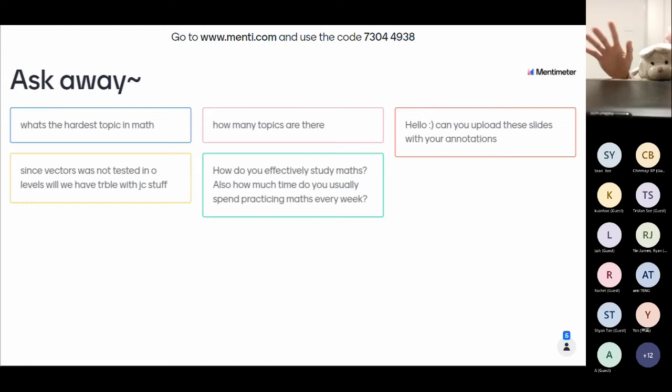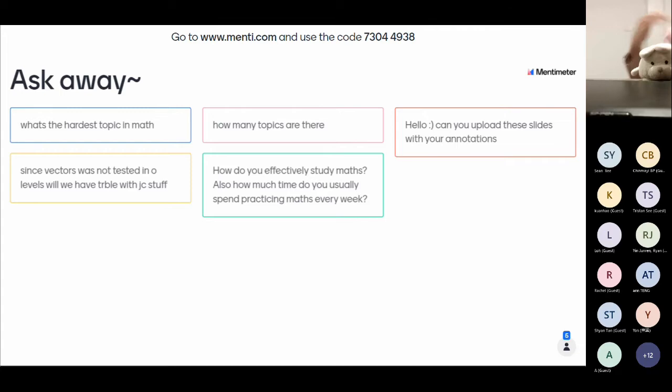Okay. Since vectors was not tested, I'm going to be very frank. You don't need O-level vectors, right? A-level vectors is actually learnable from the start to the end. Because O-level vectors, you only deal with basic addition, subtraction, midpoint theorem, ratio theorem, I believe. I don't know, it's been a long time since I looked at AMF. And it's only in 2 dimensions, all right? A-level vectors is another ball game. And I think it might be easier for you to just learn it from scratch.